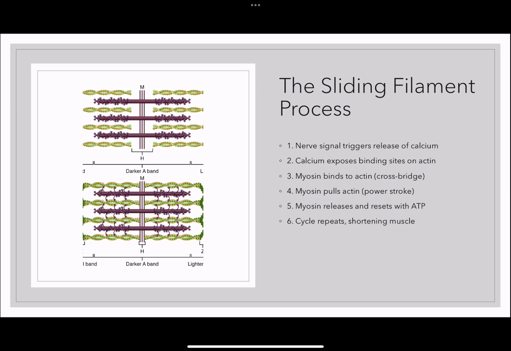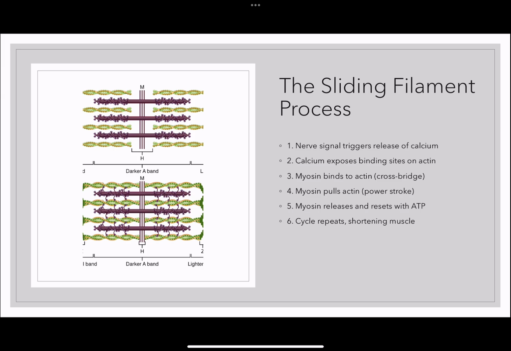So the sliding filament process, it's a pretty long process, and it contains multiple steps. The first being the nerve signal triggers release of calcium. So this is the start of muscle contraction. And this is where a motor neuron sends an electrical signal, also known as a nerve impulse, to the muscle fiber. This signal causes the sarcoplasmic reticulum, which is a network within the muscle fiber, to release calcium ions into the sarcoplasm.